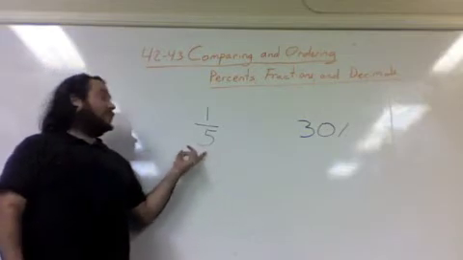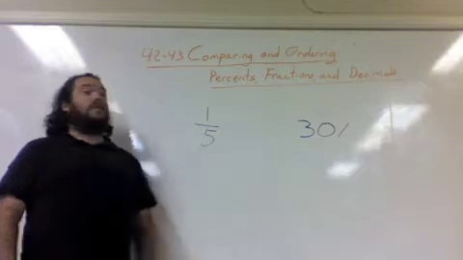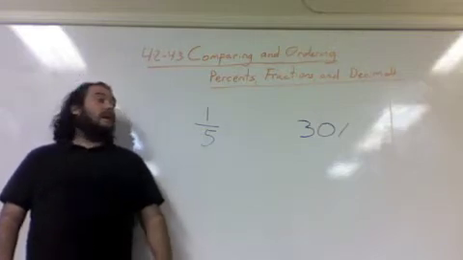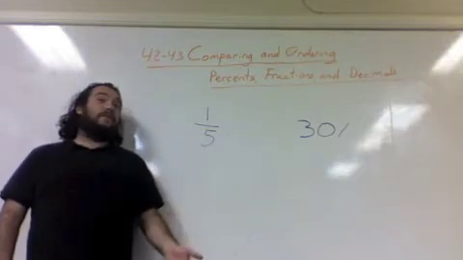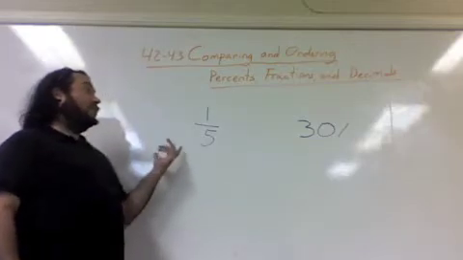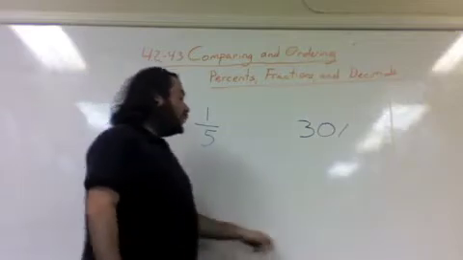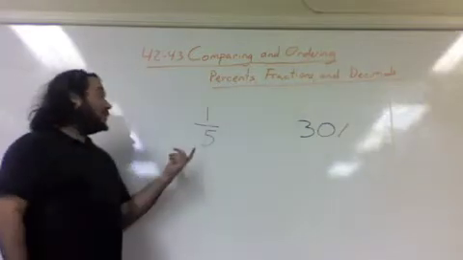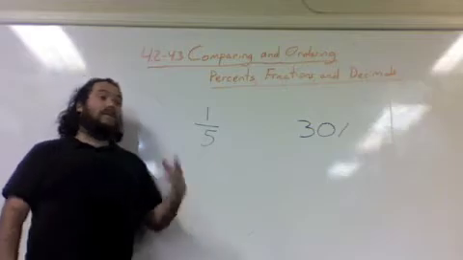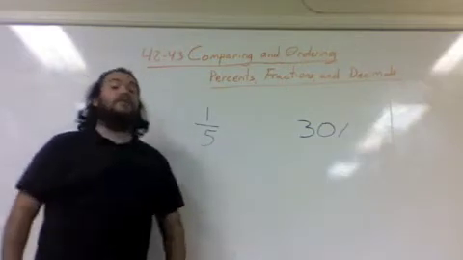For example, let's take a look at this problem right here. We've got two values, 1/5 and 30%. Now, I'm going to show you a few different ways we could solve this problem. One way would be to turn both of these numbers into percents. So, to turn 1/5 into a percent, we really want it to be out of 100. We want something out of 100. That's what a percent is, part out of 100.